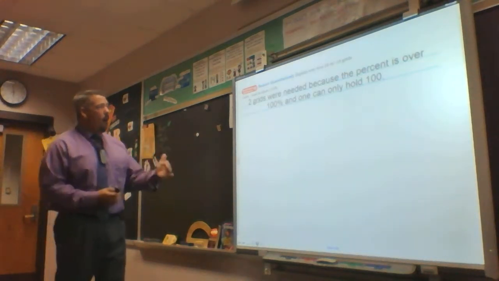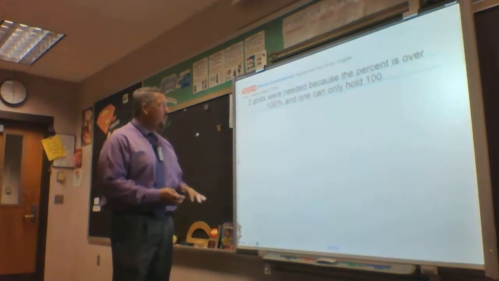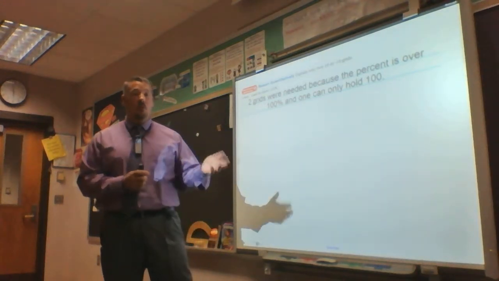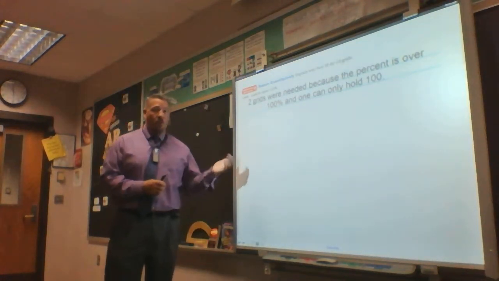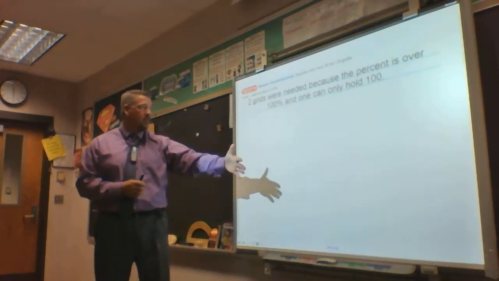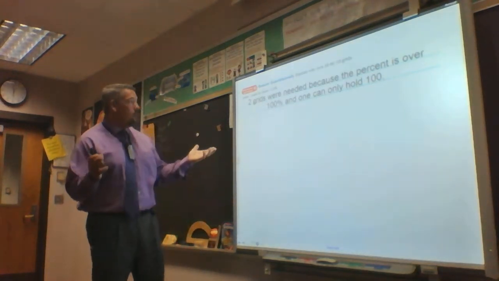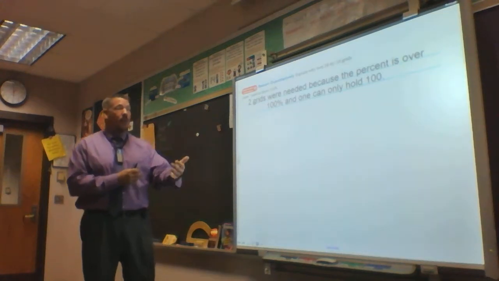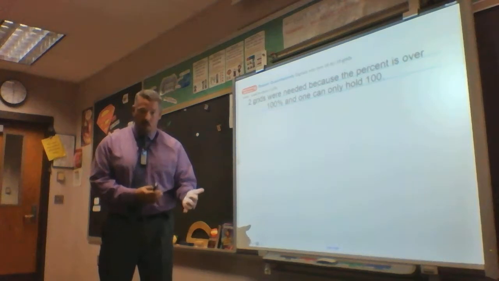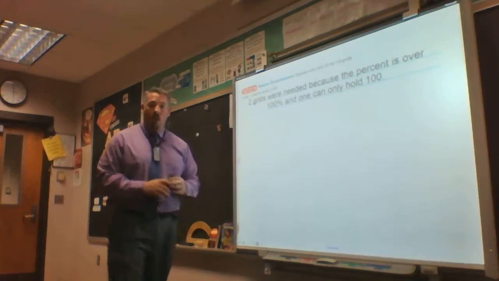Then we go on to the bottom question underneath that page that says explain why two 10 by 10 grids were used to show 113%. That's what I explained here just a moment ago. I have two grids that were needed because the percent is over 100% and one can only hold 100. So if I know that I have more than 100% and I have to grid it, I'm going to have more than one grid. If I have 270%, then I'd have to have two whole grids and a third one to indicate the 70.